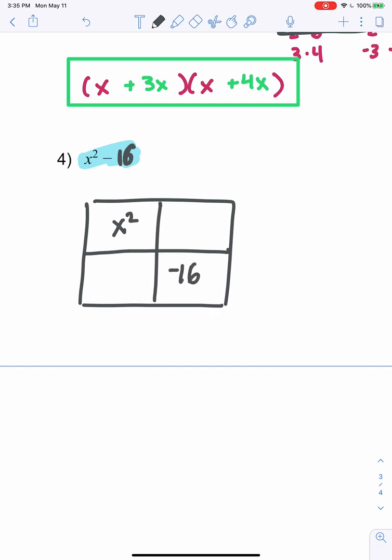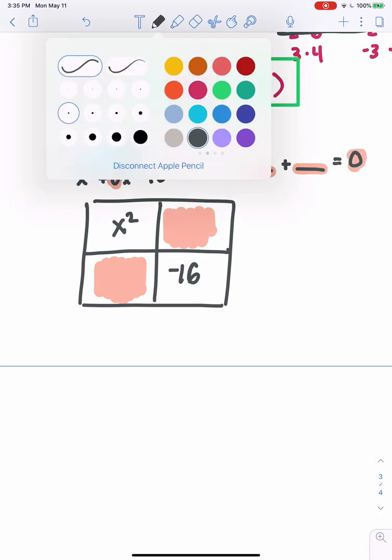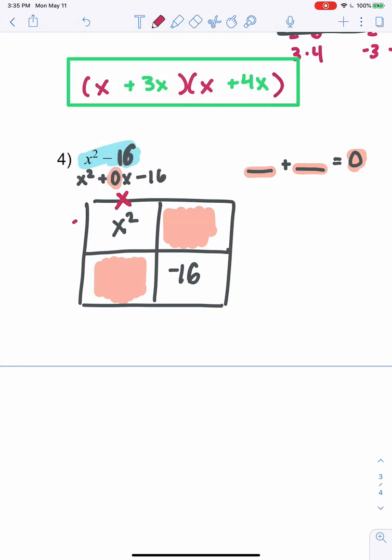And the trick here is that since we don't have a number that they have to add up to, these two orange spaces have to add up to 0. Because you have x squared, and then there's a hidden plus 0x minus 16. So that's where this 0 is coming from. So hopefully by now we know that we're starting with our x times x is going to give us x squared. So we'll have x.